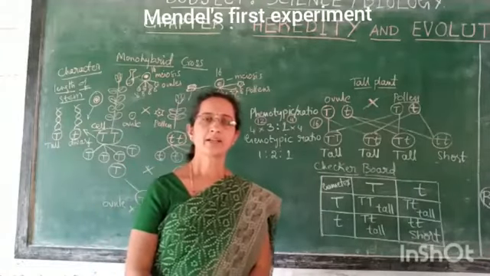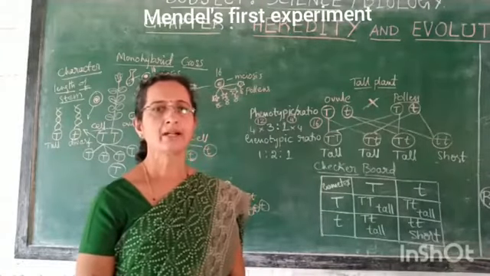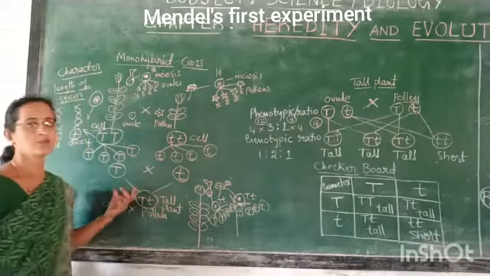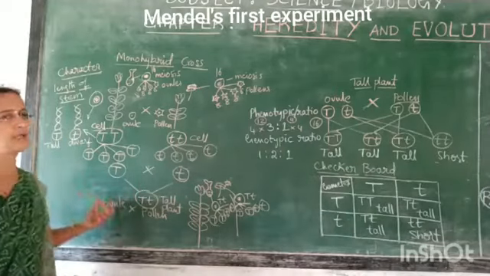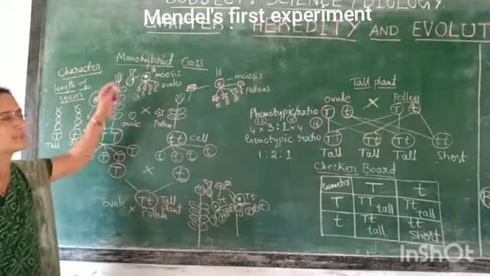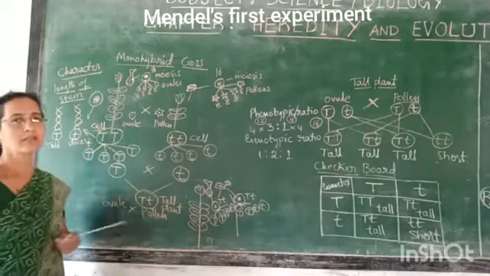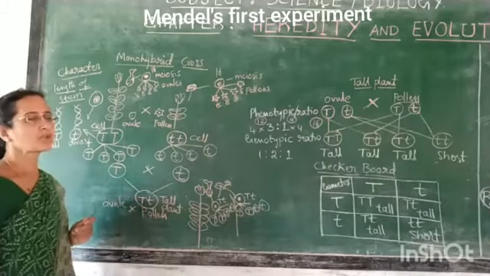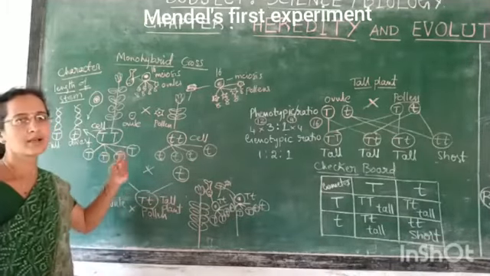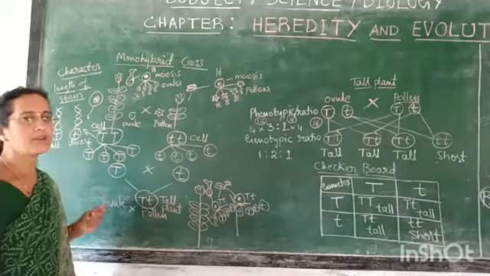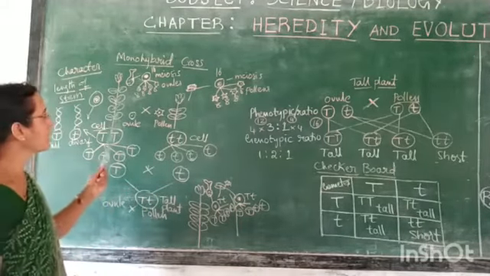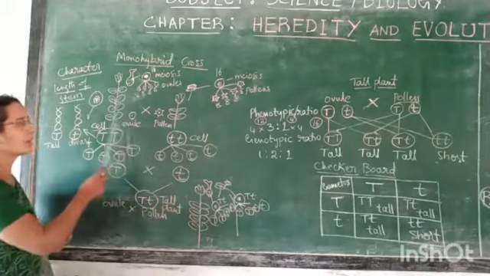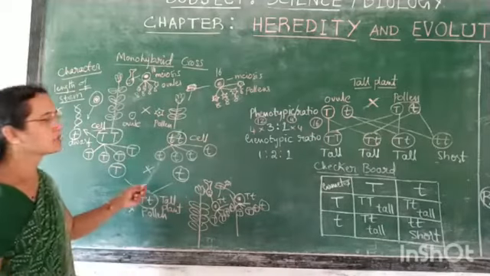Dear students, let us revise once again what Mendel did in his first experiment, that is the monohybrid experiment. Mendel called his first experiment the monohybrid experiment, as he considered only one character in the pea plant. The character he observed is the length of the stem, which may be tall or short. He crossed a tall pea plant with a short pea plant.